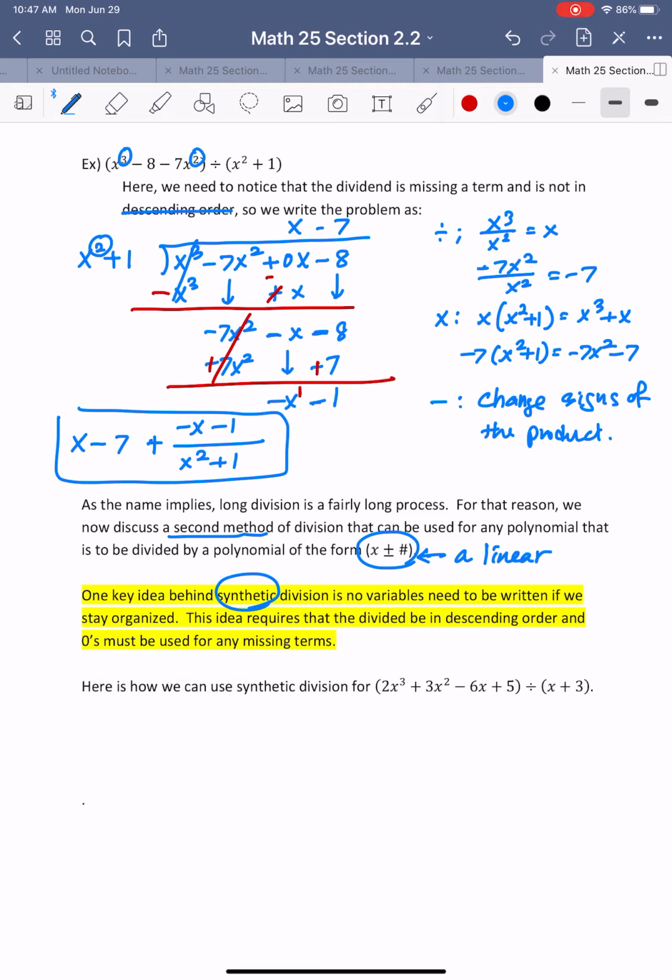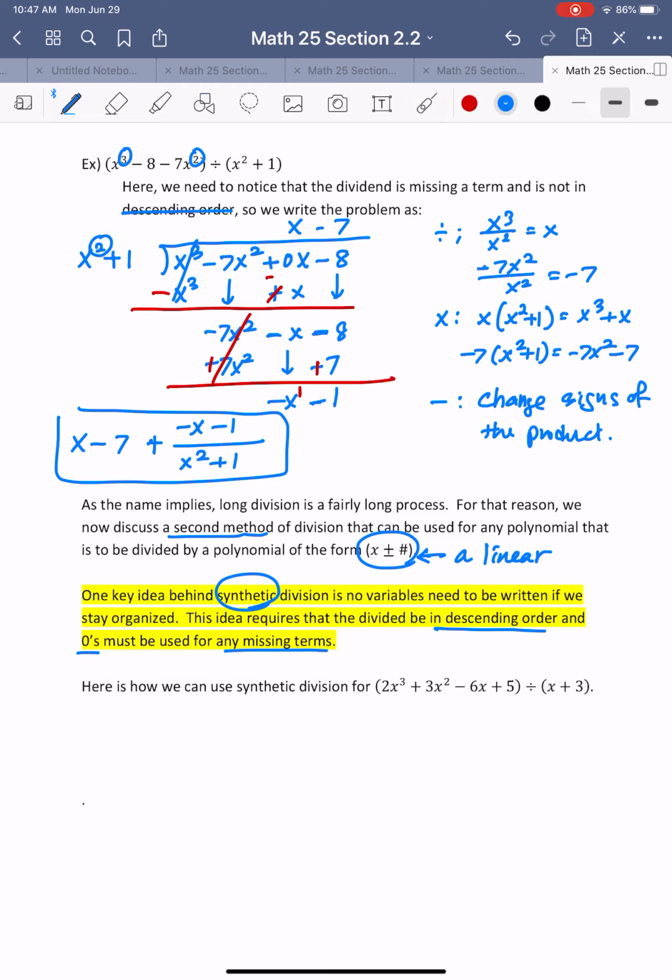This idea requires that the dividend be in descending order, important, and then 0 must be used for any missing terms, okay? So first of all, when I check the dividend, I got 2x cubed and 3x squared and the degree of 1 and degree of 0, right? So this is descending order. And then I don't see any missing term because starting from 3, 2, 1, 0, right?